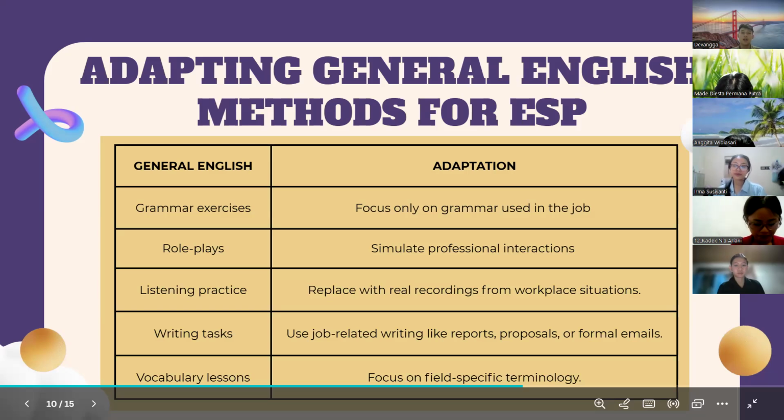Okay, that's all about how general English methods are adapted for ESP. The next material will be presented by my partner.